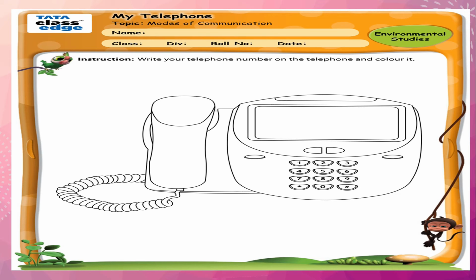Children, this is your worksheet number 2. In this worksheet, you have to write your telephone number on the telephone and you have to color it. So like this, you have to write your telephone number or mobile number and then you have to color this telephone.